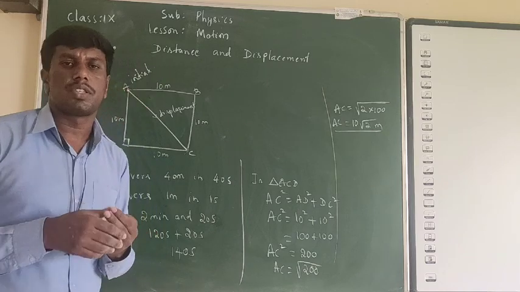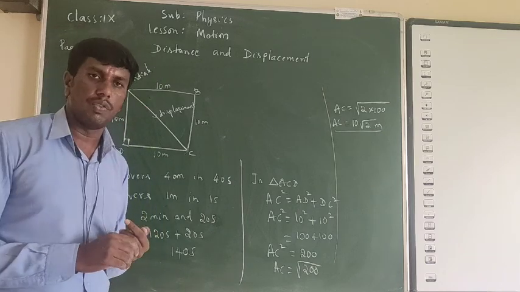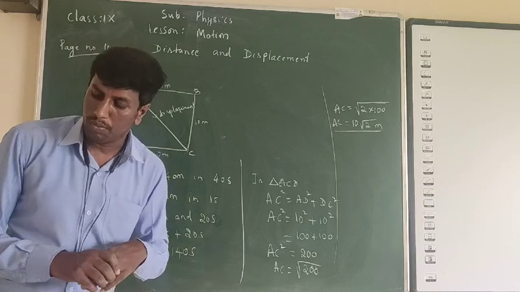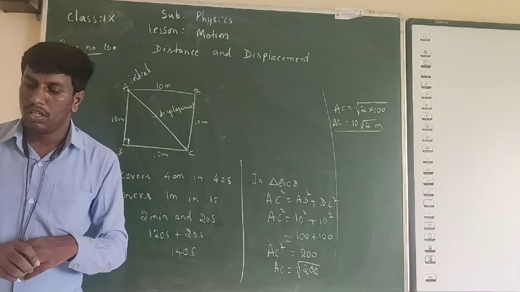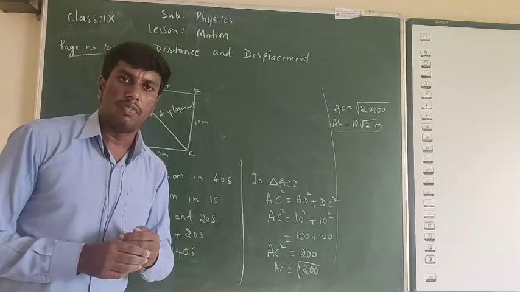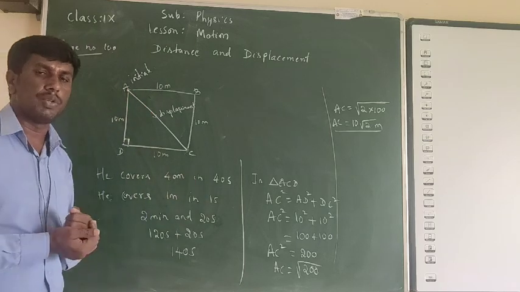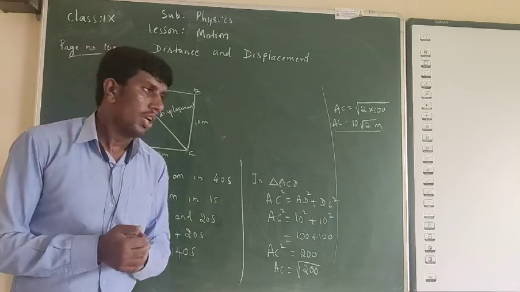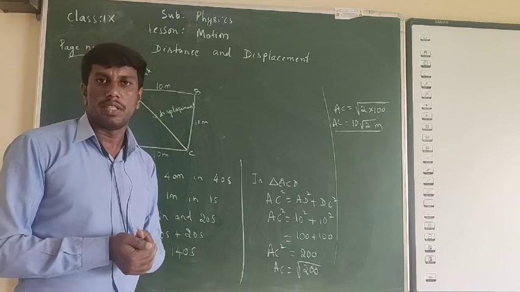In the next class we will discuss uniform motion and non-uniform motion. What do we mean by uniform motion and non-uniform motion? And we will have some activity. Then we will go to the concept of speed and velocity. Again we will compare speed and velocity. What do you mean by speed and what do you mean by velocity? We will learn those concepts in the next video.